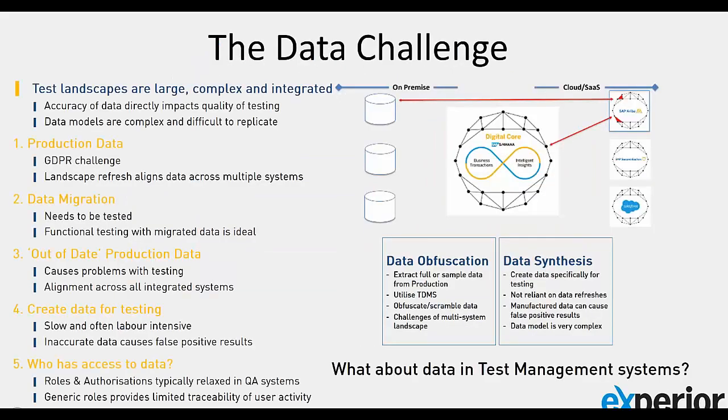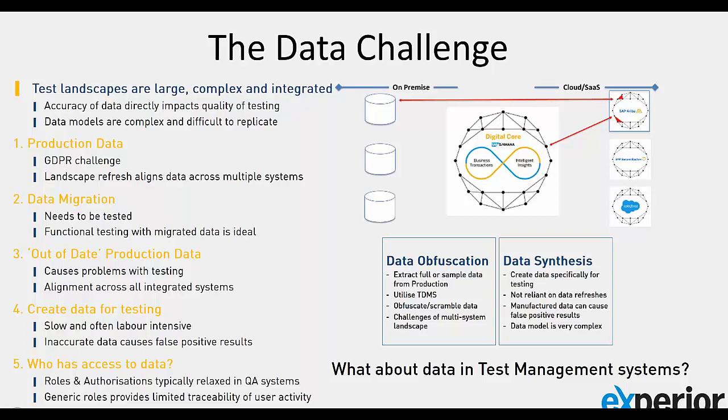We've also got a data challenge. Everyone talks about hacks coming from the outside, but with the sort of landscapes that we're talking about, a lot of the data sitting in there is really, really sensitive. So actually the biggest threat is an internal threat, and not necessarily a deliberate internal threat. It can be accidental, but the data sitting there is vast, has customer sensitive information, has employee sensitive information, and very rarely does that information get obfuscated across different environments.